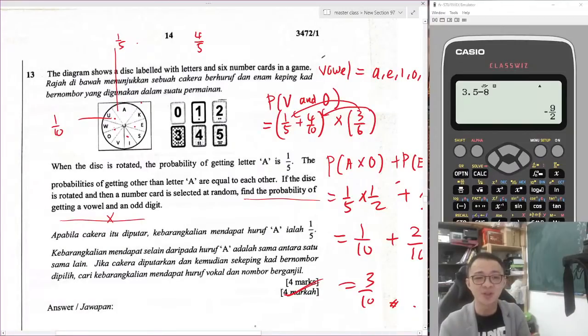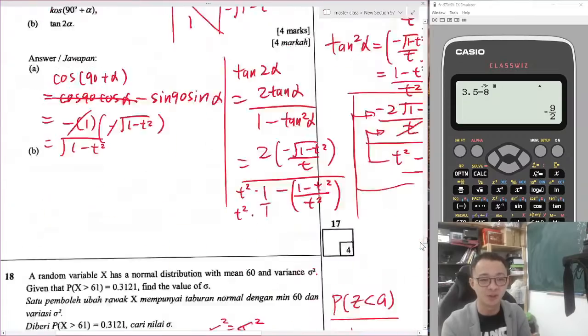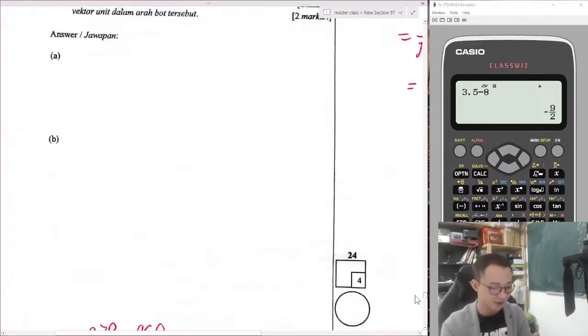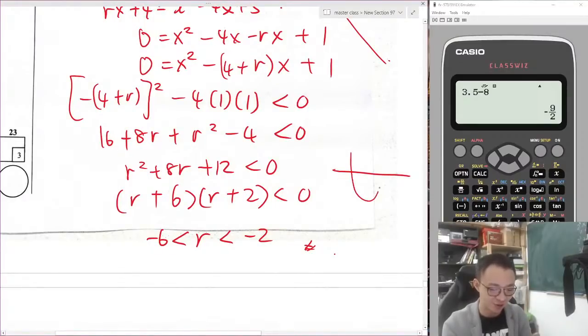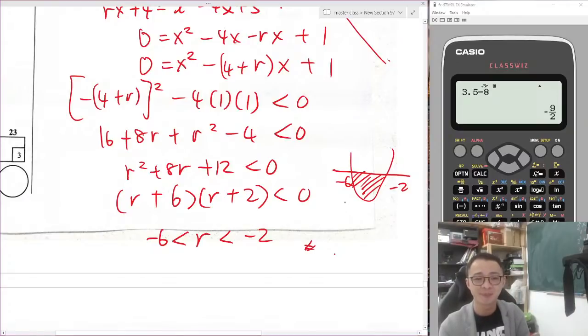For question 23, should we draw the graph to show the area? You can. If you want to draw, you can go ahead and draw that. But because I know straight away, you can draw here. Then this one will give you negative 6 and negative 2, and then you just draw this thing. Is drawing necessary? I think just draw for SPM lah.